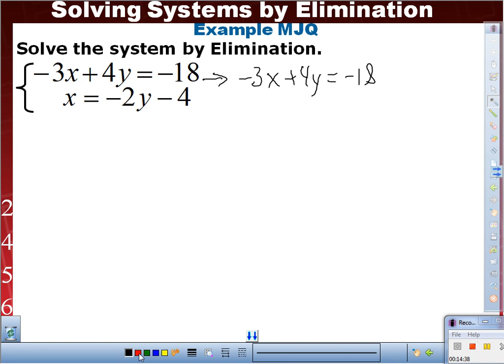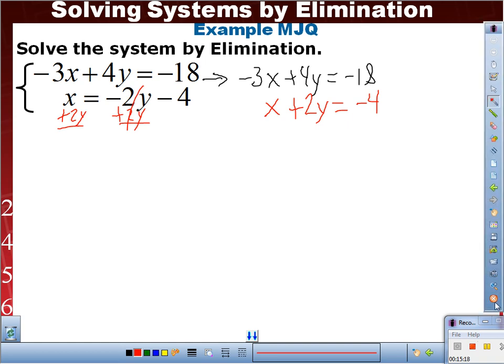How about the second one? What do I do? I need to get rid of the negative 2y, so what do I do? Plus 2y, plus 2y. So we're left with x plus 2y equals negative 4. Look at it. Are they in standard form? Yes. Do we have zero pairs? No. Okay. Let me zoom in.